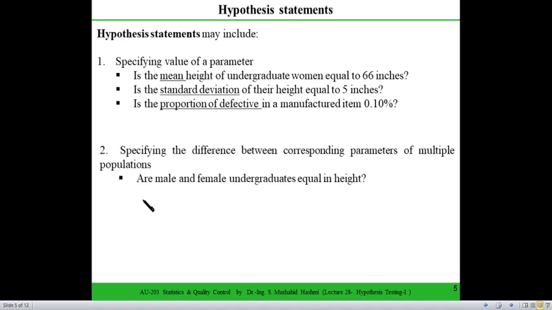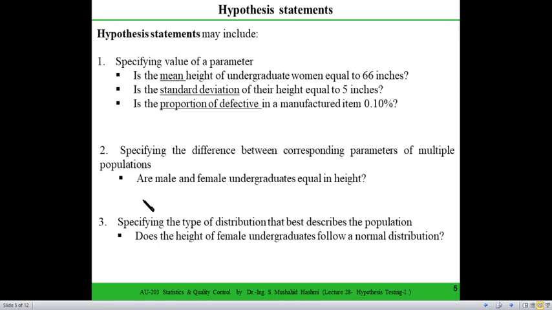Or sometimes you need to specify the difference between the two corresponding parameters of two populations or more than two populations. So let's say, for example, if you have the male height and the female height, and you are investigating whether the male height is greater than the female height or male height is less than the female height. Such a statement could be one of the possible statements of hypothesis.